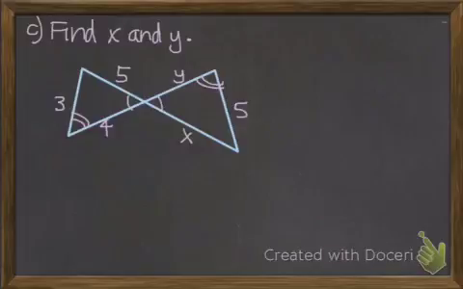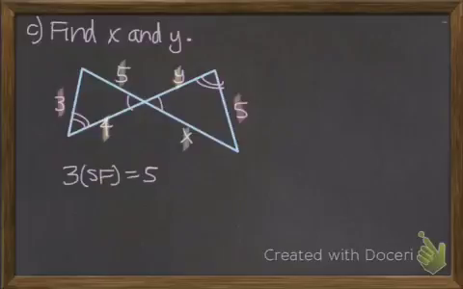Okay, and the last problem, find x and y. So first thing to do is match up sides. 4 goes with y, 3 goes with 5, and 5 goes with x. So we need to find the scale factor between 3 and 5. So 3 times the scale factor gives me 5, so the scale factor is 5/3.